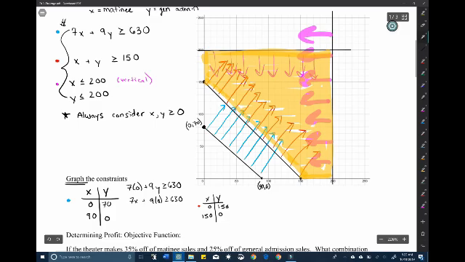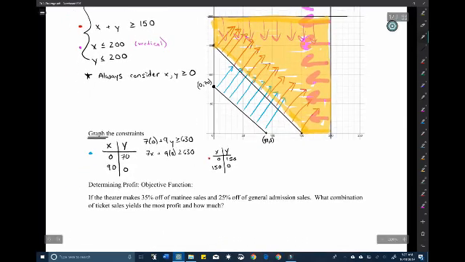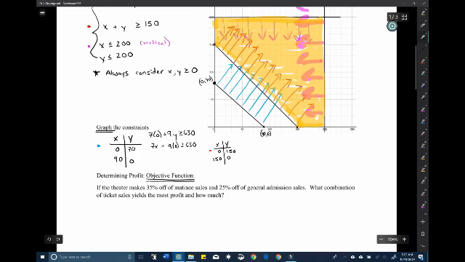Now, more specifically, a linear programming problem is going to have an objective function. So that's like your first part. Now, the second part is, if the theater makes 35% off matinee sales and 25% off general admission sales, what combination yields the most profit? As an equation, we would have profit is equal to 0.35 of the matinees, which is x, plus 0.25 of general admission, which is y. What to plug in there to find out?